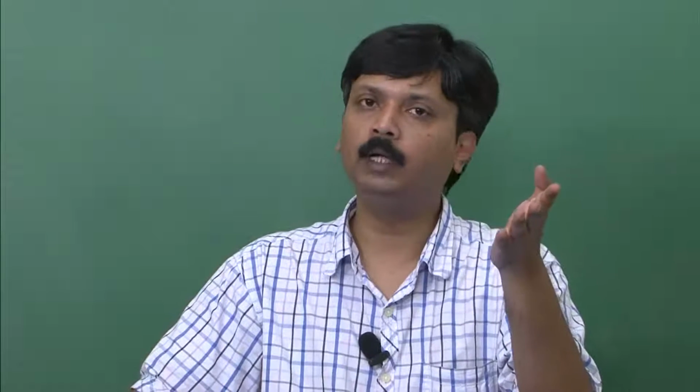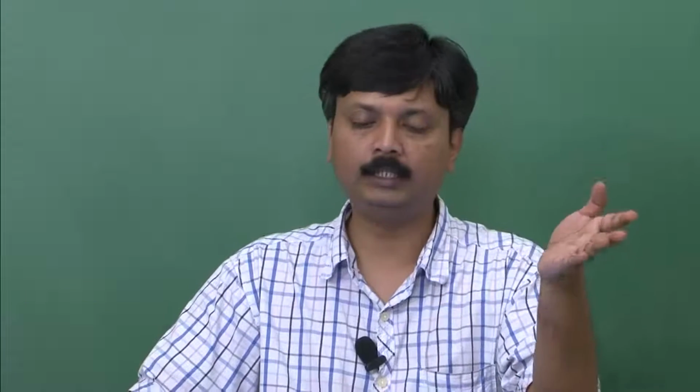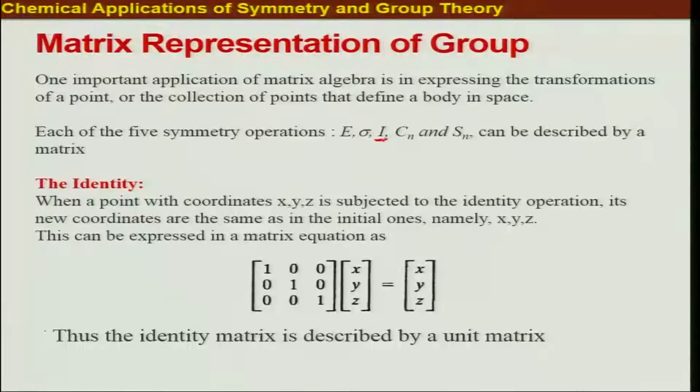So I should be able to express all of these: identity, reflection, inversion (this should be a small i here, a small correction), and proper axis of rotation or improper axis of rotation. All these symmetry operations can be represented by matrices, and that's what we are going to do now. So we will start with the element identity and the identity operation.